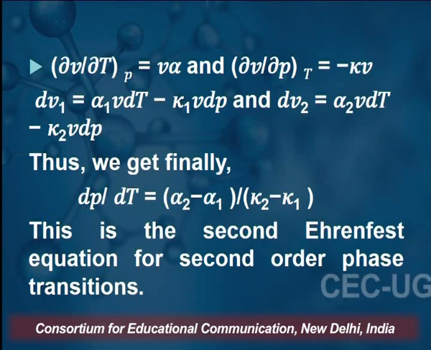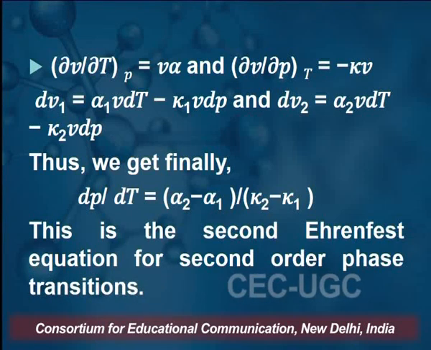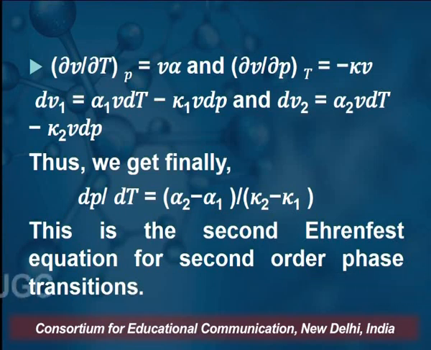This implies that delta V by delta T at constant pressure is equal to V alpha and delta V by delta P at constant temperature is equal to minus kappa into V. This would give us dV1 is equal to alpha 1 V dT minus kappa 1 V dP and dV2 is equal to alpha 2 V dT minus kappa 2 V dP. Thus, we finally get dP by dT is equal to (alpha 2 minus alpha 1) by (kappa 2 minus kappa 1), which is the second Ehrenfest equation representing the second order phase transitions.